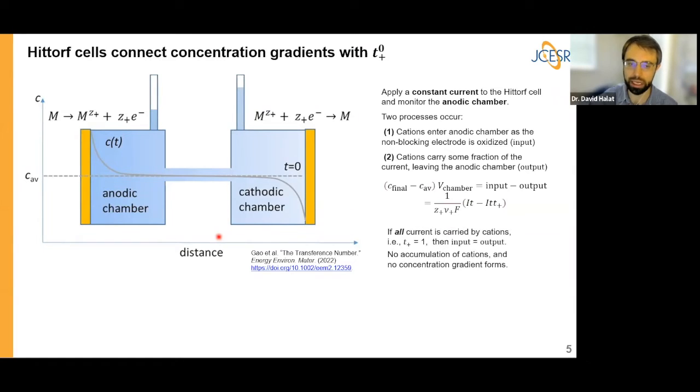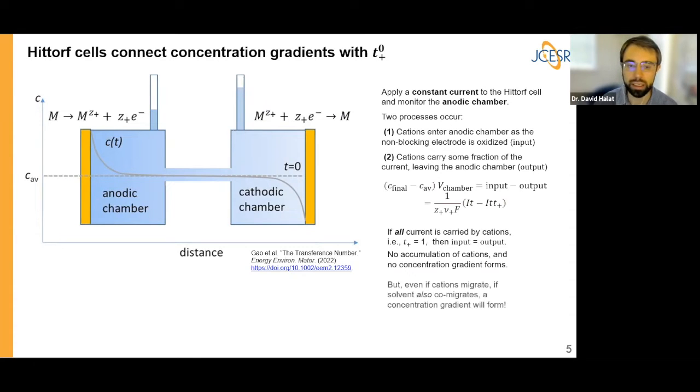So if all the current is carried by the cations, then all the cations that enter the chamber from the electrode also leave the chamber. There's no change in concentration and no concentration gradient that can form. But usually we don't have electrolytes that have a T plus equal to 1. They have a transference number much less than 1, in which case there will be an increase in the salt concentration because not all of the current is being carried by the cations, and so not all the incoming cations leave the chamber.